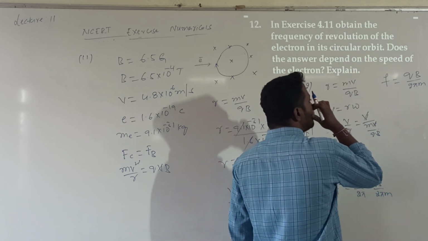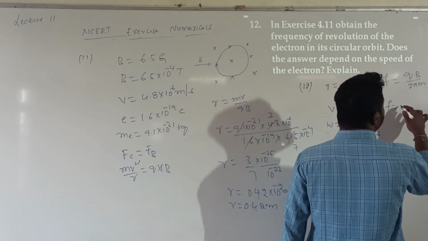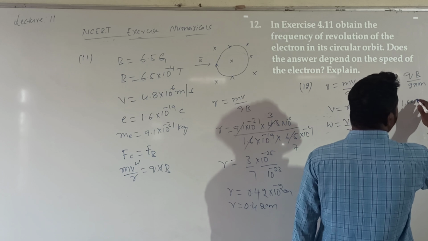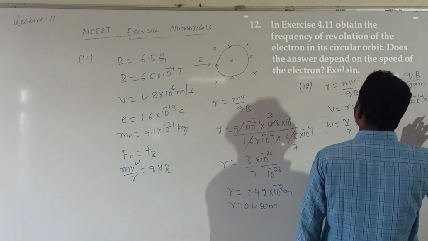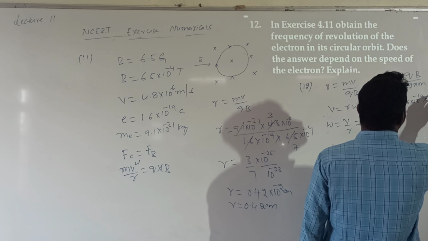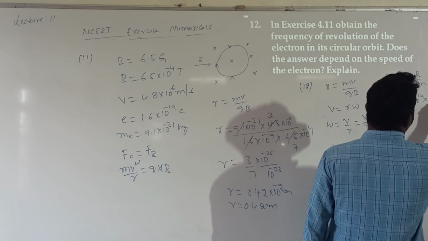Okay? So can I substitute the values? Which is 1.6 into 10 power minus 19 into the B value 6.5 into 10 power of minus 4.